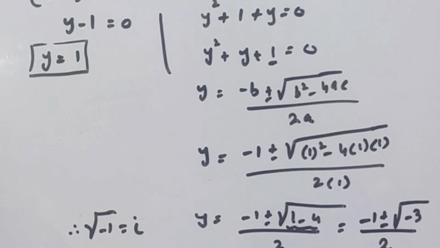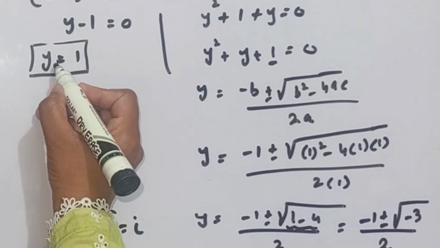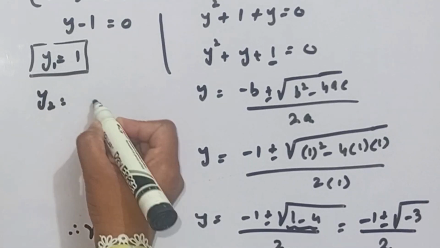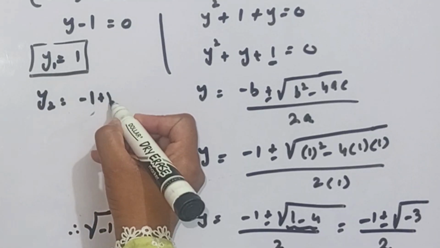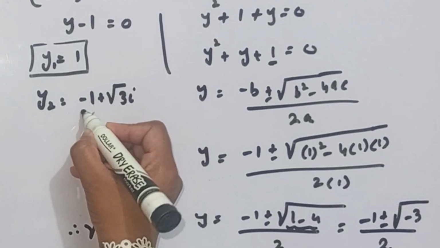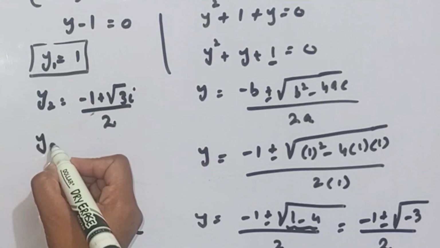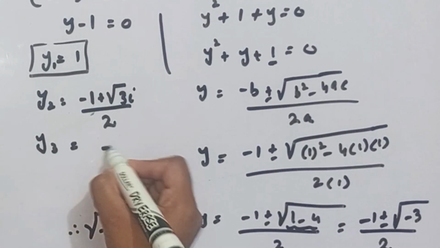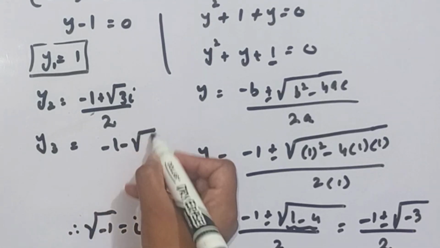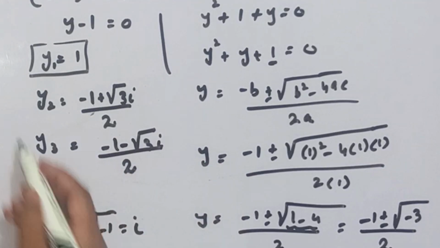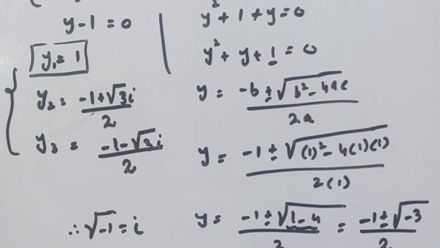So we get three answers of y. The first answer is y1, which is equal to 1, and the second is y2, which is equal to negative 1 plus square root 3 iota over 2, and the third answer that satisfies our question is y3, which is equal to negative 1 minus square root 3 iota over 2. So we get three possible answers that satisfy our question.